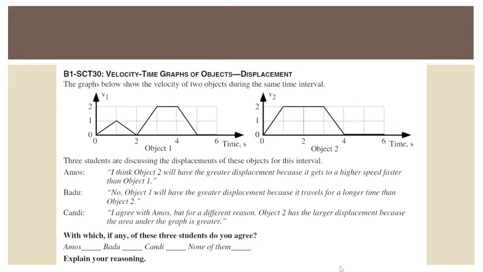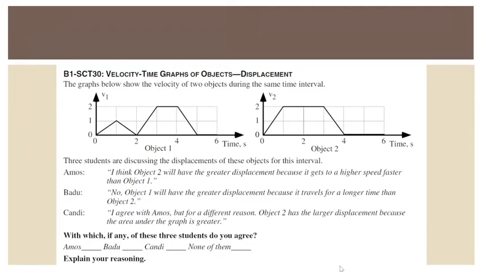Okay, so these 3 students make these 3 claims, and your job was to figure out who says the correct answer with the correct reasoning. Amos says, I think object 2 will have the greater displacement because it gets to a higher speed faster than object 1. Sounds pretty good. No, Badu says no, object 1 will have the greater displacement because it travels for a longer time than object 2. That's a pretty good point also. Candy says, I agree with Amos, but for a different reason. Object 2 has the larger displacement because the area under the graph is greater.